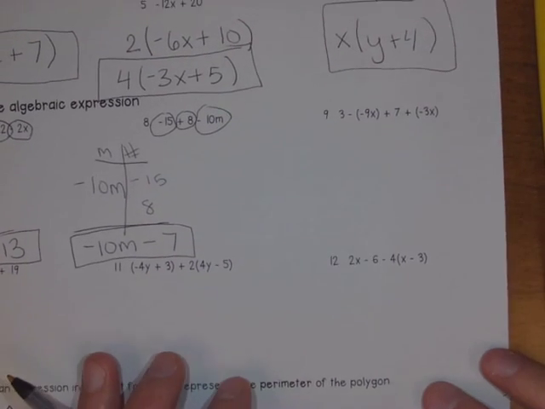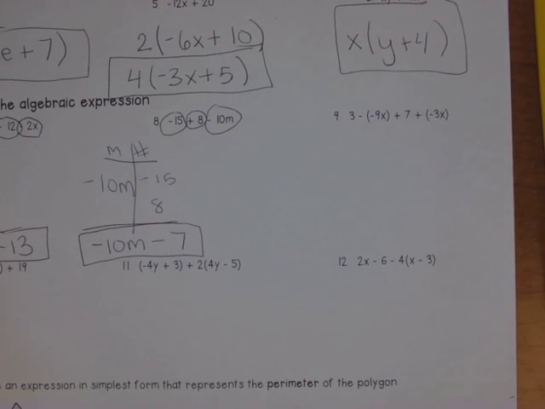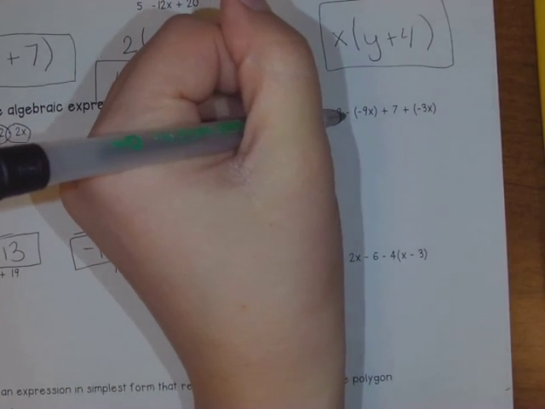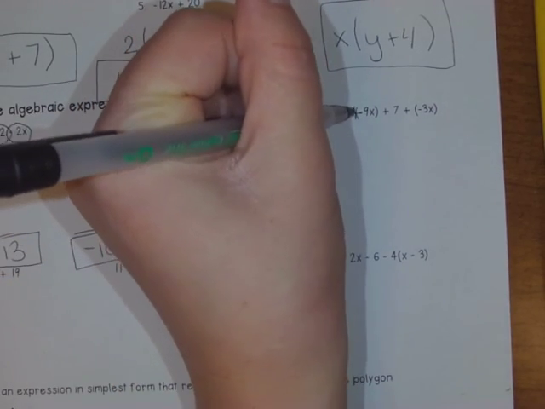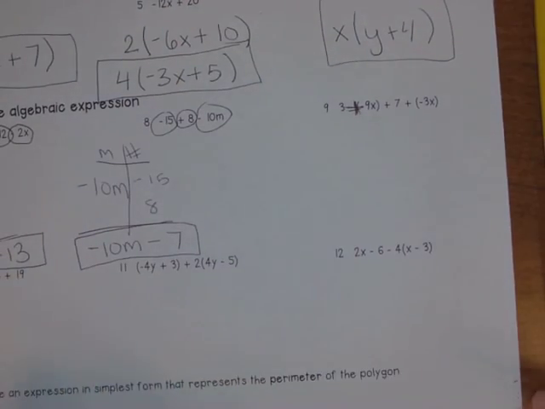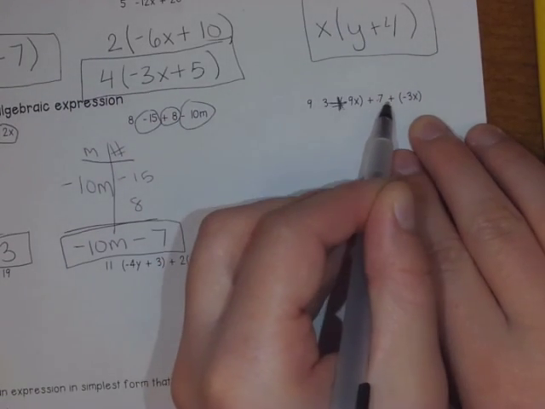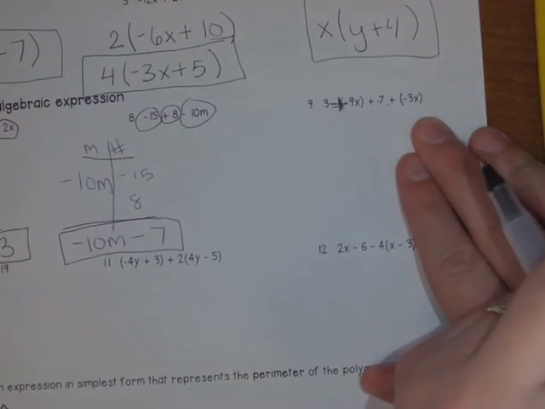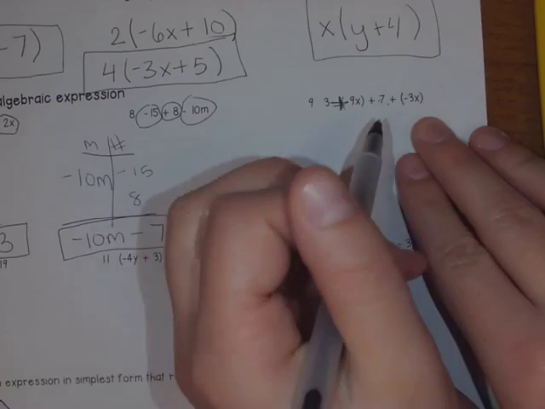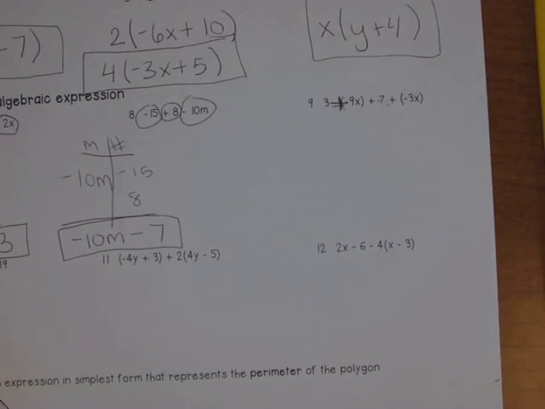Now number 9. On this one it can get a little tricky because you see 2 parentheses. But if you notice, there really isn't anything to distribute. You have a double negative here. So that's going to turn into a positive. But if you notice right here, all these parentheses are telling you is, hey, that's a negative 3. That's all. There's nothing to distribute.